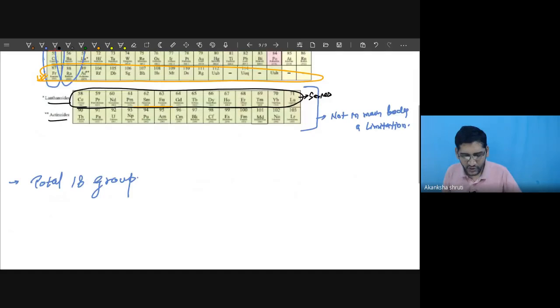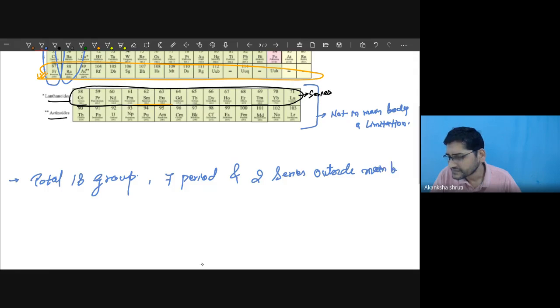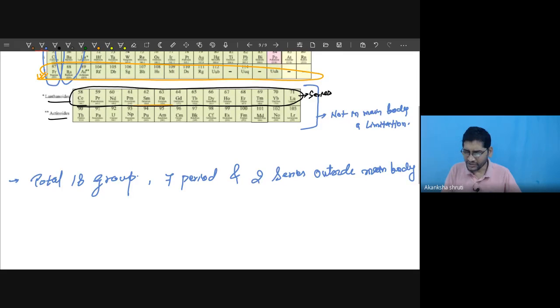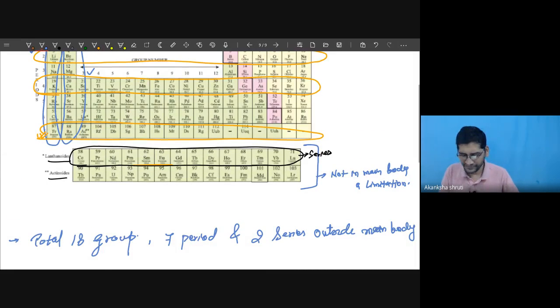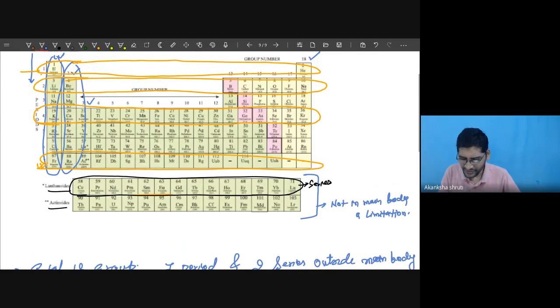So total 18 groups, 7 periods, and 2 series outside the main body. Outside the main body. Why outside? Because they have a different kind of shell called F shell. So more detail you will learn in higher standard. So they are forming the SPDF block elements. Because of the F orbital, they have entirely different characteristics.